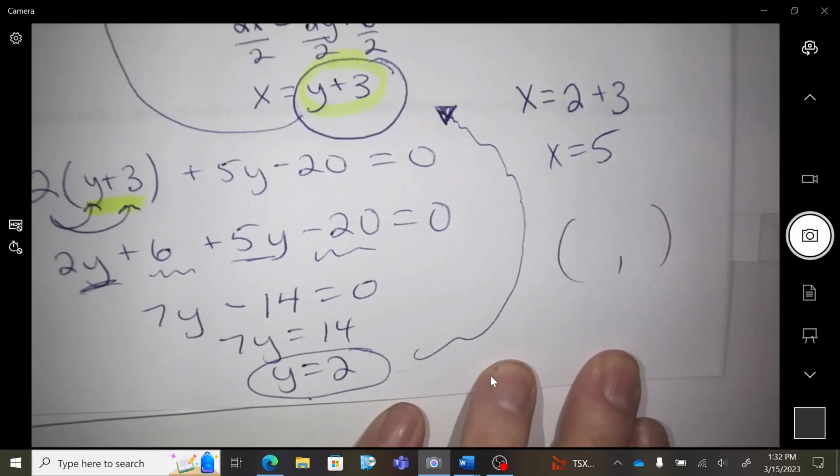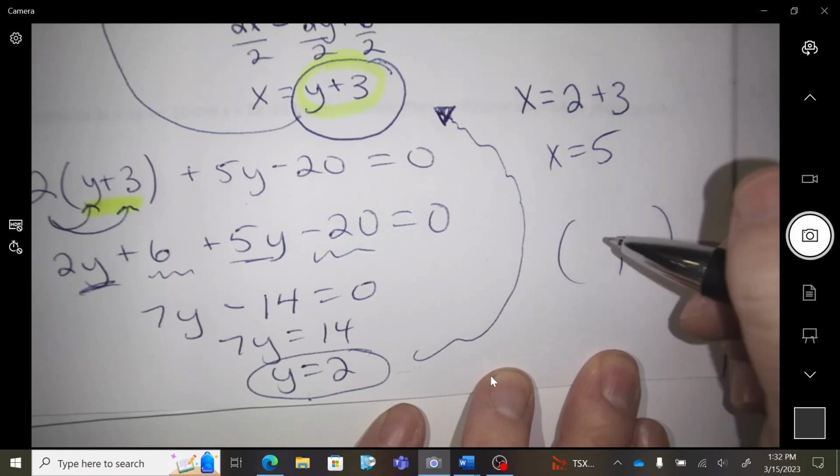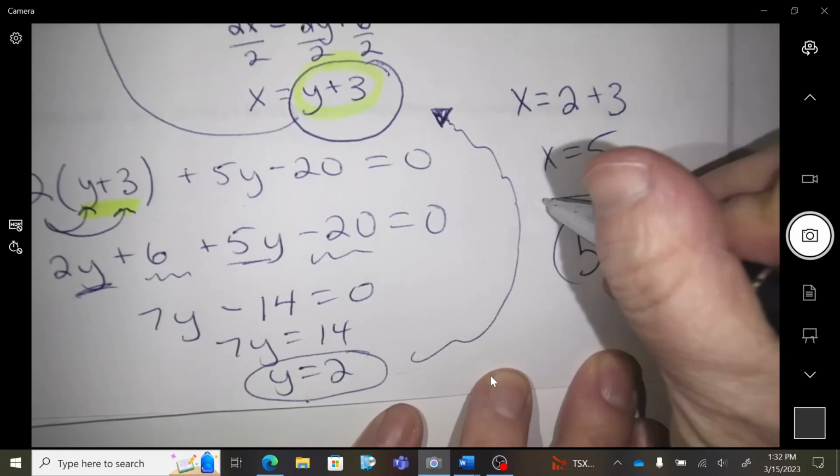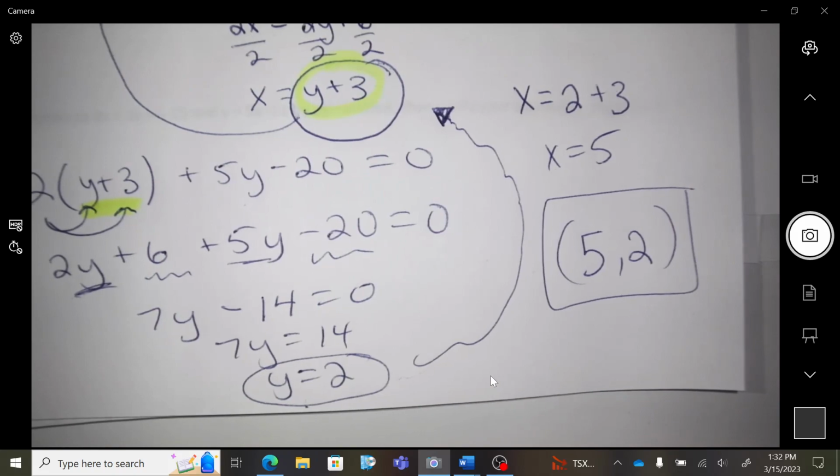Which one should I put first, the 2 or the 5? 5, comma 2. Remember, your points are always x first, right? X, comma y.